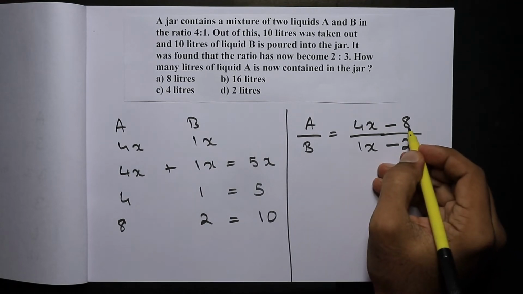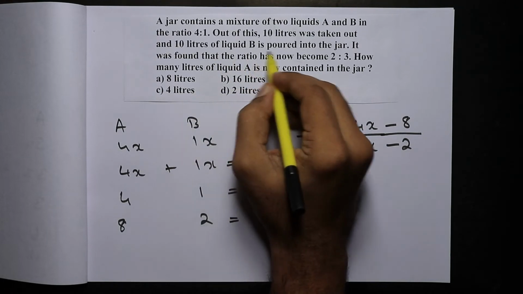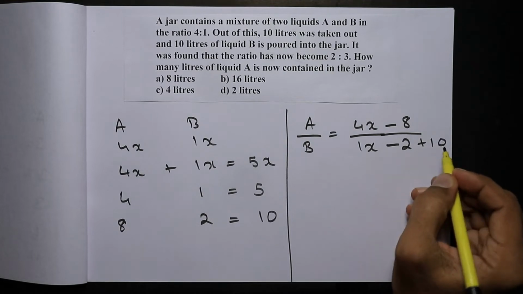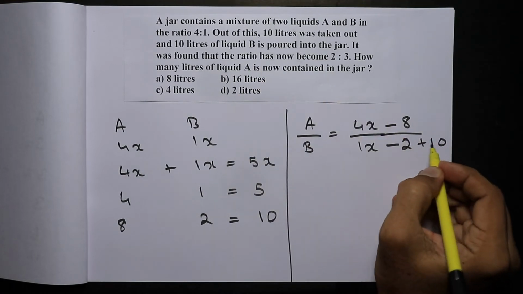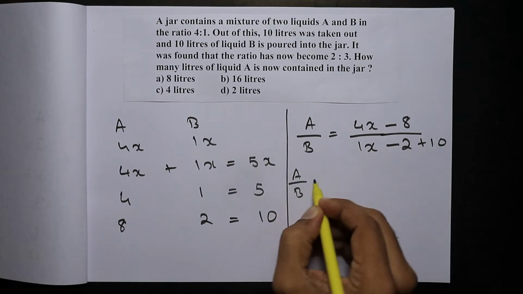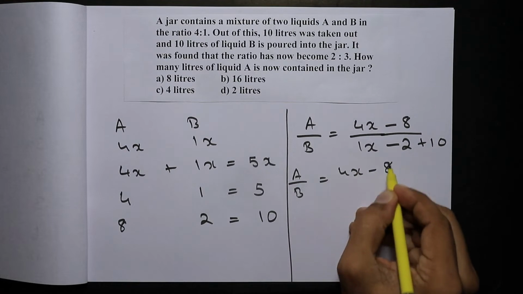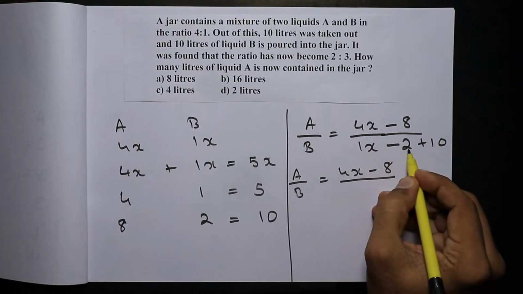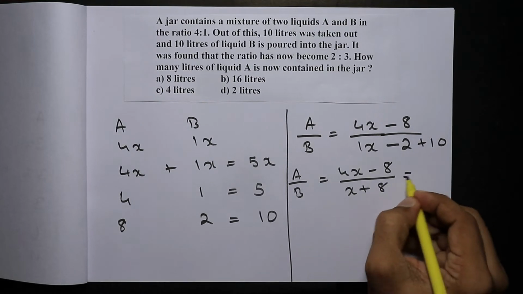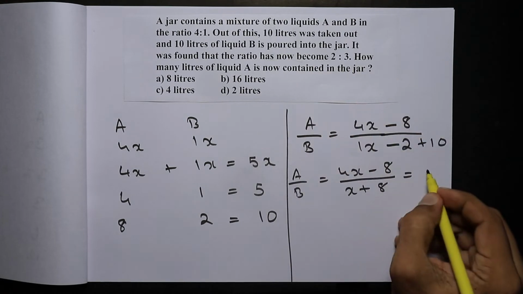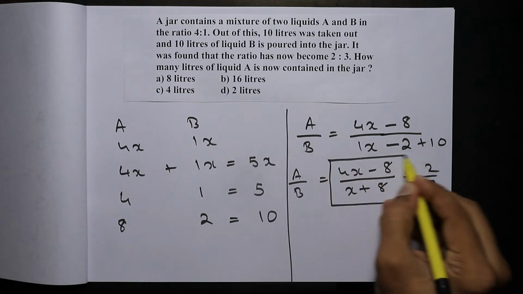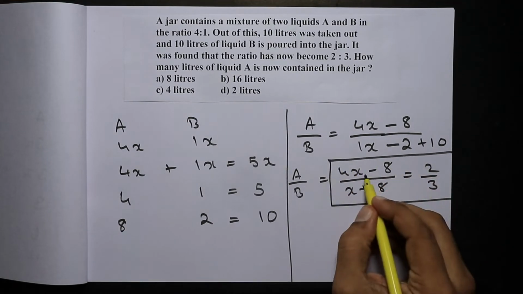Now after removing 8 liters, 10 liters of liquid B is poured into the jar. So now you have plus 10 here. So an additional 10 liters of B has been poured into the jar. Now let us calculate the ratio A to B. So this will be 4x minus 8 and x minus 2 plus 10. So that will be the same as x plus 8. And this ratio has now become 2:3. So this is the equation that we have. So we just need to solve this and calculate the value of x.